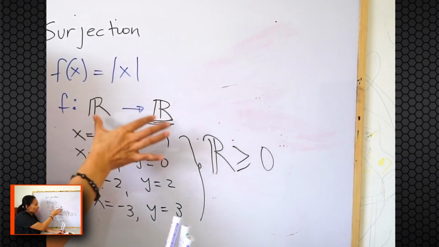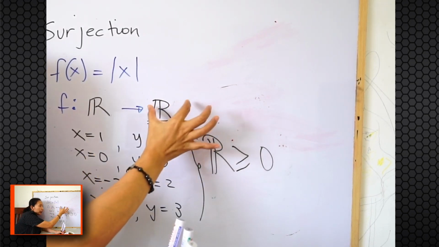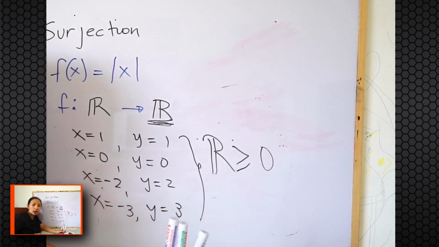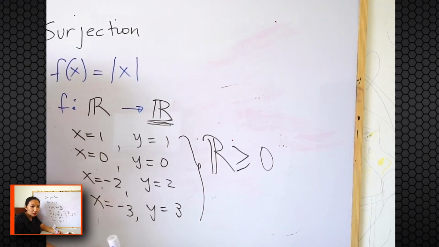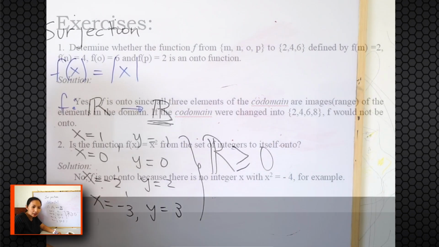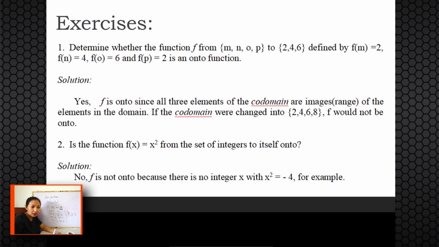So be very careful with this. Look into the codomain and compare it to the range. You always have to compare the codomain and the range. I hope that is clear. Is that clear now? This is not a surjection. Look at the exercises, particularly number 2 in relation to this. See, number 2: is the function f of x equal to x squared from the set of integers to itself onto?